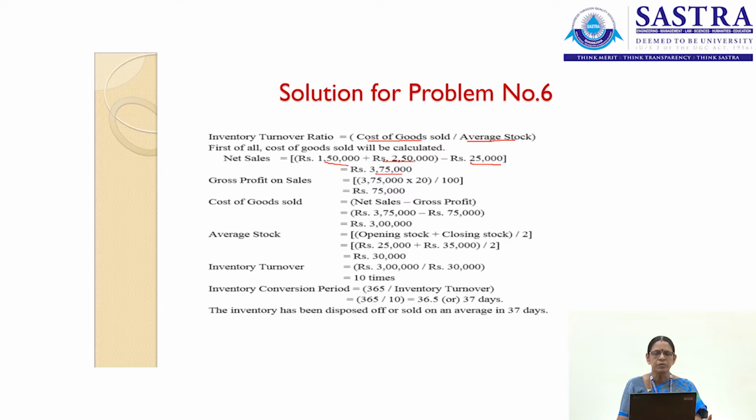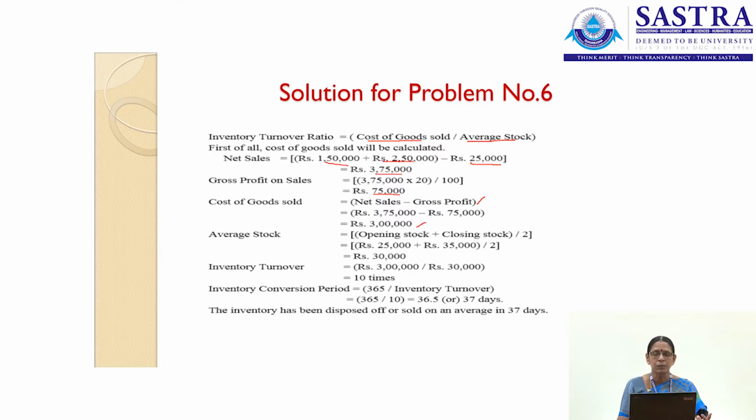GP on your sales is given as 20%. So 20% on 3,75,000 is 75,000. This is your gross profit. Cost of goods sold, we know it is GP to be deducted from net sales. 3,75,000 minus your 75,000, that is your 3 lakhs.